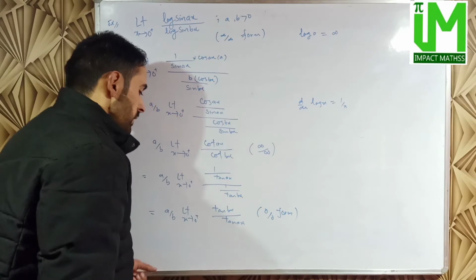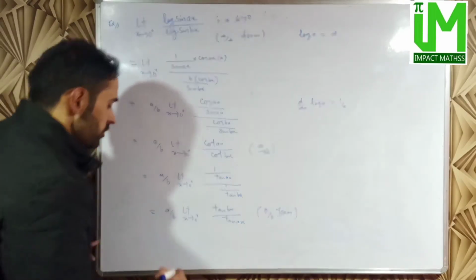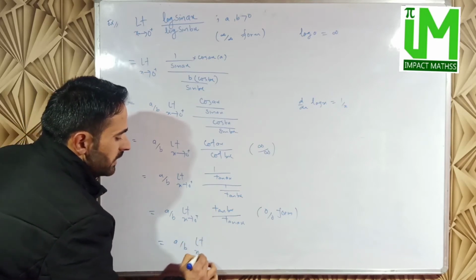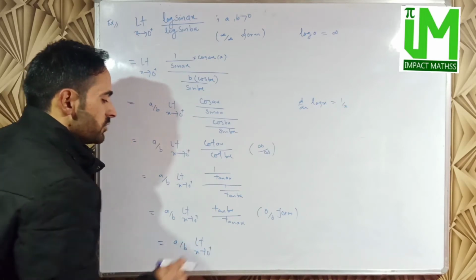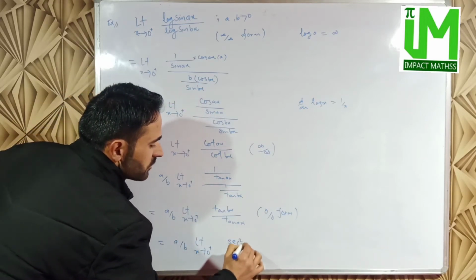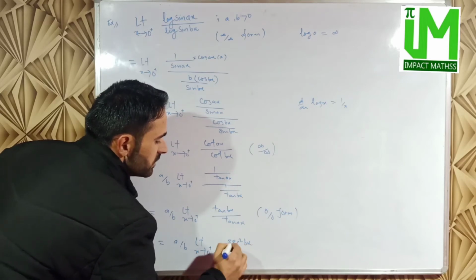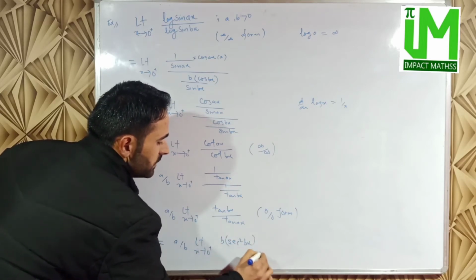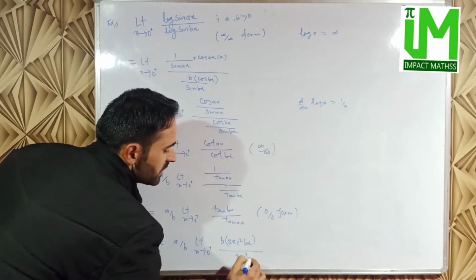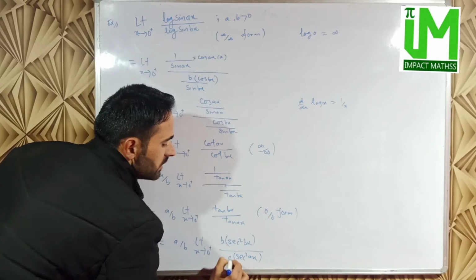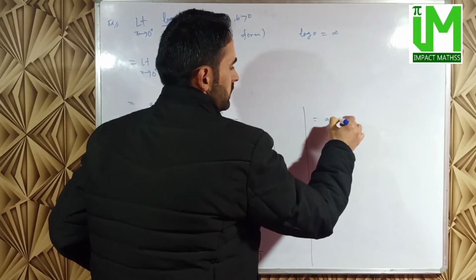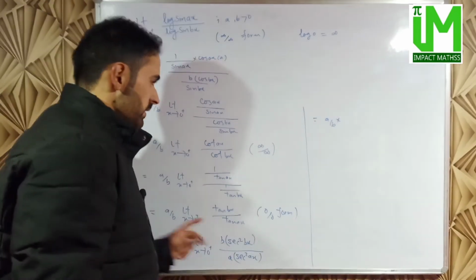0 by 0 form. Thus we can again apply L'Hopital's rule. So this will be a divided by b, limit x approaches 0 from the right. The differentiation of tan bx is sec square bx into b, the internal differentiation, that will be b, divided by the differentiation of tan ax, so it will be sec square ax into a, which will be equal to a divided by b into b divided by a.